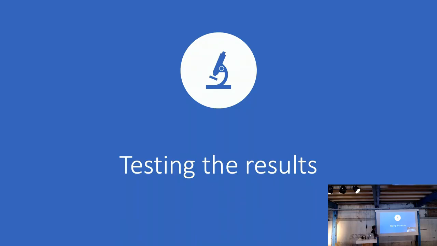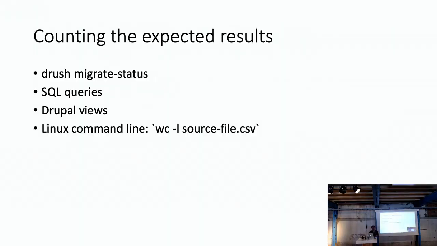A big part of migrations is, of course, testing the results. You can do it with drush migrate status, if you have that, but also SQL queries, Drupal views. We used a lot of old and new Drupal views in our old website. But also, if you have a source file, a CSV source file, you can do a line count if each record is a separate line.